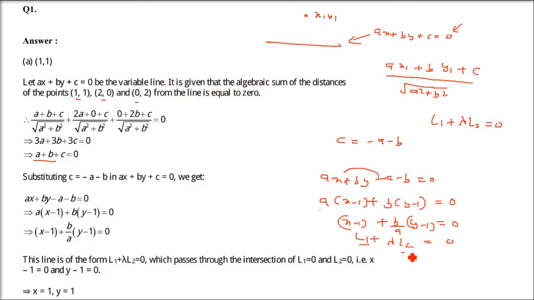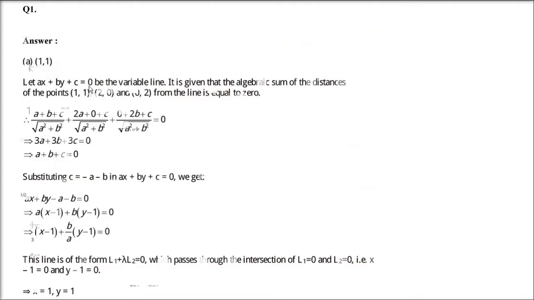So this is a family of lines passing through the intersection of these two lines. What are the two lines and what is the intersection point? x - 1 = 0, that is x = 1, and y - 1 = 0 means y = 1. So this is the intersection point. All the lines will always pass through (1, 1). So you have to tick option A.